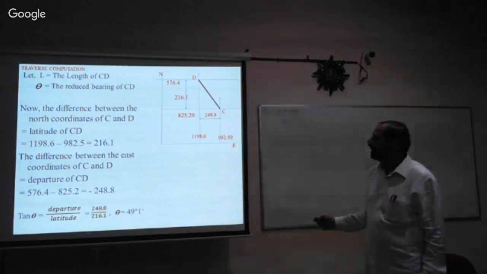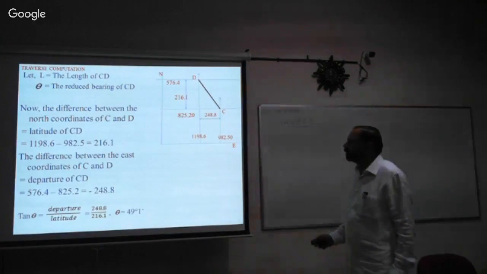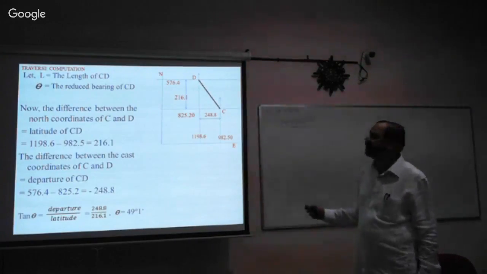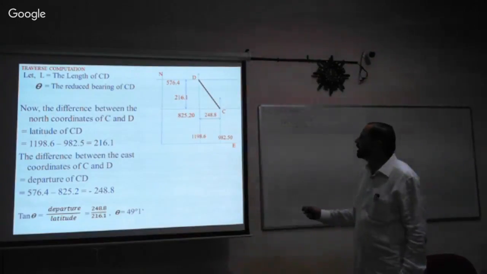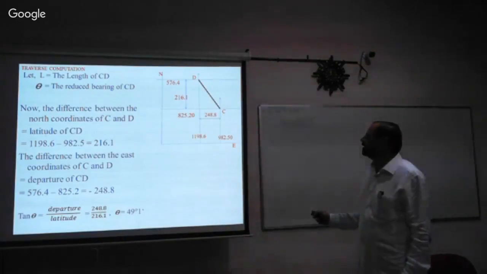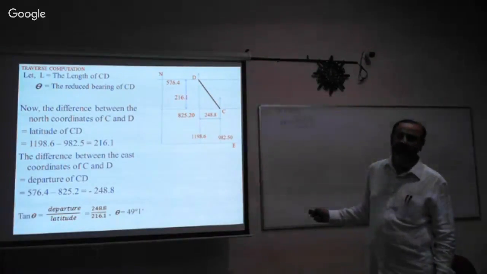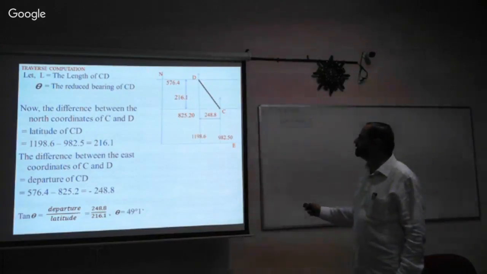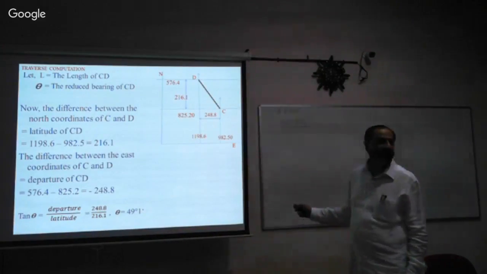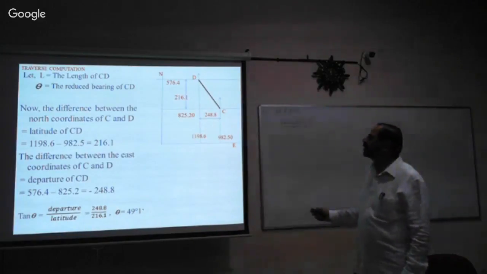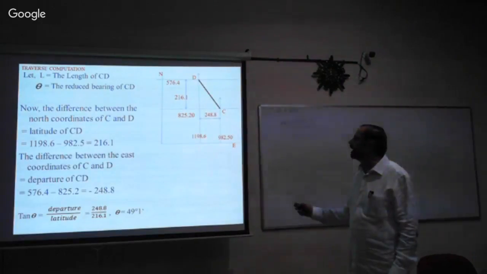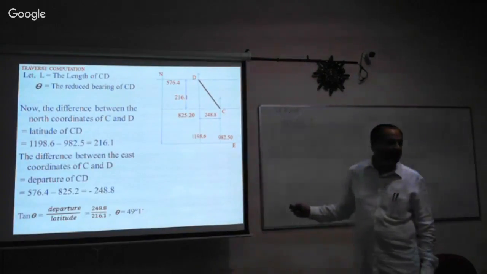Understood? Got it? Then, to calculate this, this is the triangle. Now considering this triangle, we know the northing of the line CD and the easting of the line CD. We know these two coordinates: the latitude of CD and the departure of CD.